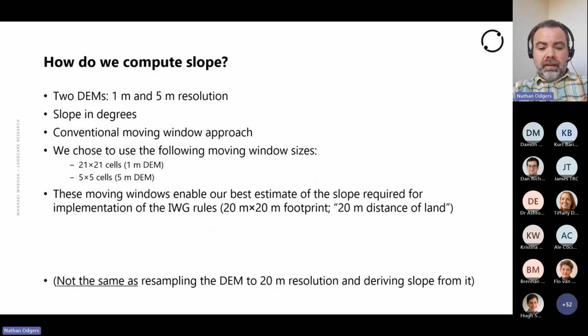I'll touch briefly on this. I'll say that that's not the same as resampling the DEM to a 20 meter resolution and deriving slope just from that layer. Because if we did that on a 20 meter grid, the smallest window that you could use is 3 by 3 grid cells. And that's really a 40 meter by 40 meter footprint, which is too smoothed really for what the intensive winter grazing rules need anyway.